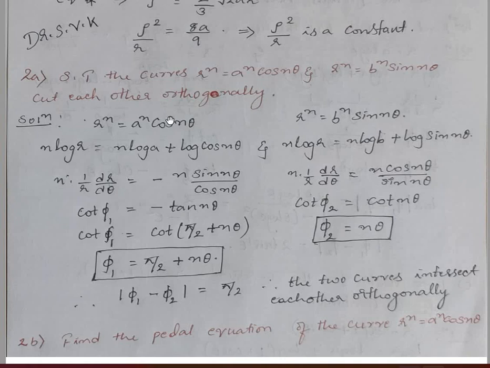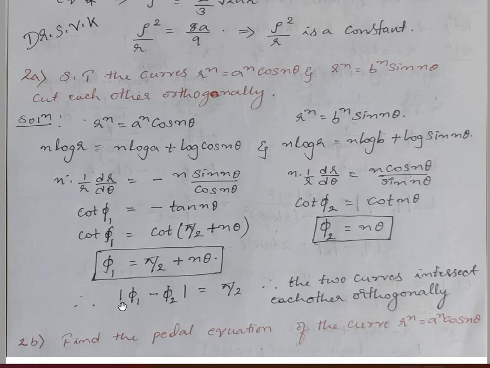The same procedure. I will apply log on both sides. Taking log on both sides, differentiate with respect to theta. Then if there is any identity, apply that identity. Here there is no need of an identity. Sin by cos can be written as tan. Here also we got cos by sin as cot. Therefore cot gets cancelled. You are left with phi 2 as n theta. Here you have got minus tan n theta. Minus tan n theta can be written in terms of cot as cot of pi by 2 plus n theta. Cot gets cancelled. Phi 1 is equal to pi by 2 plus n theta.